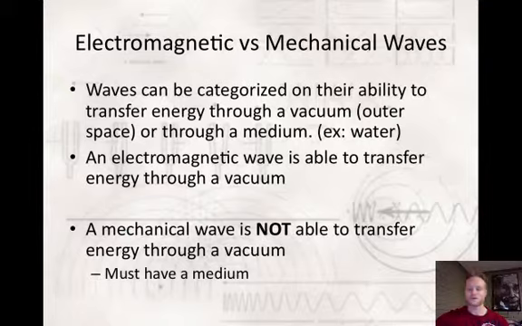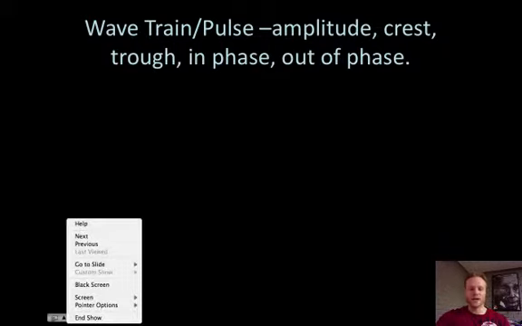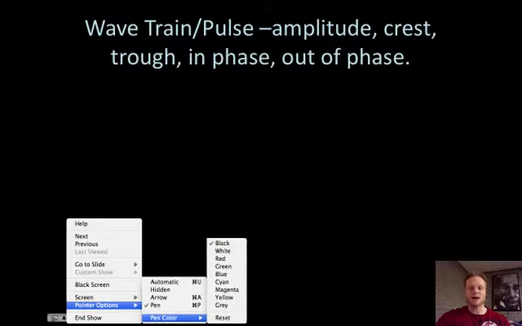All right, so we'll take a look at this a little bit further. Right now I'm going to just talk about the basics of a wave, and we're going to talk about the difference between a wave train, a pulse, and the different parts of a wave. So let me just get to a color that looks good.